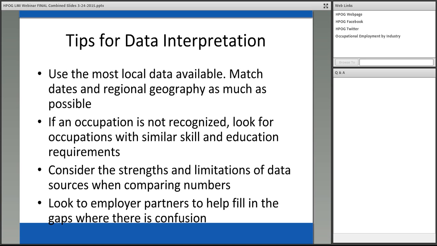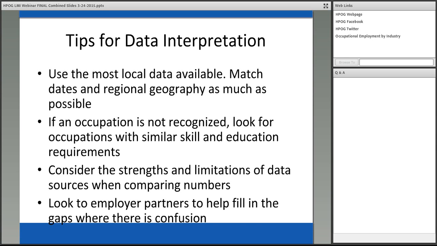If an occupation is not recognized, we encourage programs to find occupations that have similar skill and education requirements. For example, in the HPOG program, many programs are training patient care technicians, which is not an occupation that's currently recognized by the federal government. And so we encourage programs to identify occupations that are a close match to PCTs, and then we track those occupations and use them as a proxy.